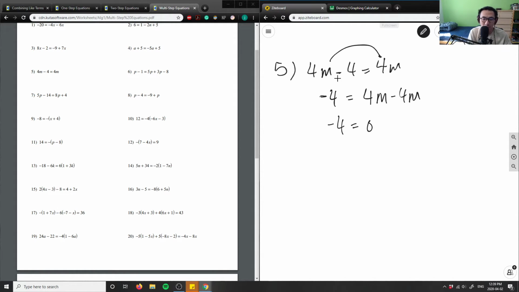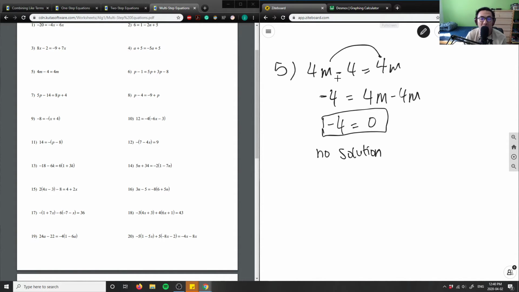But you're like, okay, this is kind of whack, negative 4 equals 0. That's not an equation. This doesn't exist. Which means if you ever come across this type of problem, I have no solution. And what does that mean? It means no value of m would ever satisfy this equation. You can try any number in m and sub it in, but you're never going to get a solution because negative 4 is going to be on one side and 0 will be on the other side, therefore for number 5, I have no solution.